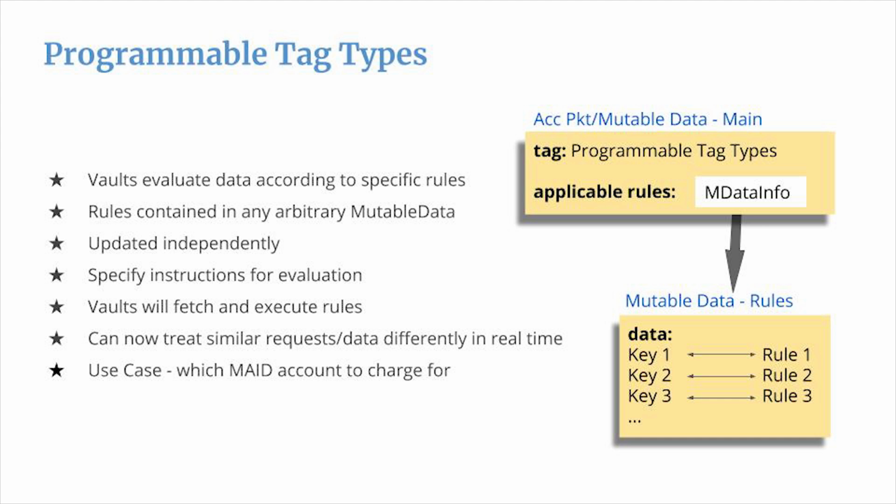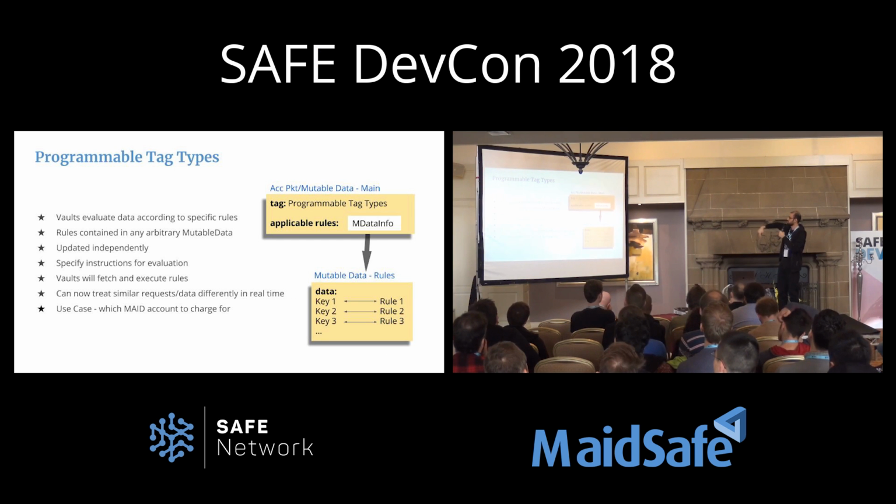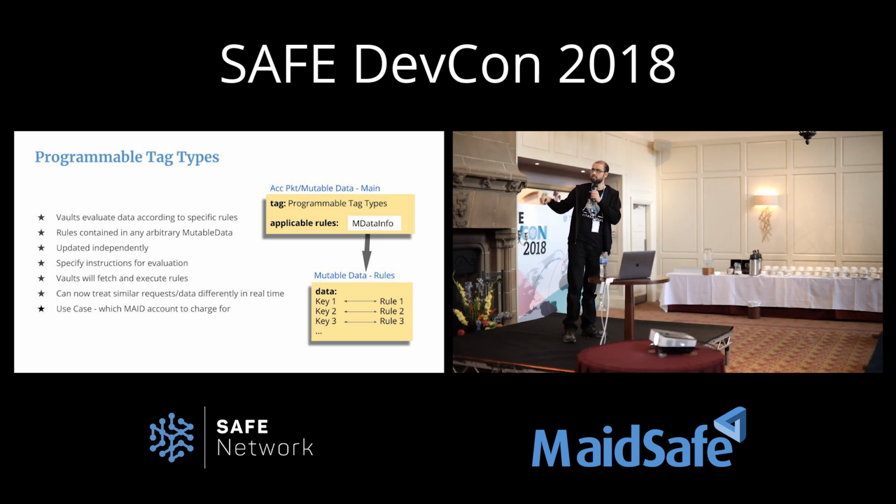can be updated independently. Just as an example, one of the use cases is that you can say which made account to charge. So if your account packet over there has a programmable tag type, it might have a field called applicable rules, which has a pointer to a mutable data, which contains the actual rules. This is not fleshed out, right? This is just a brain dump. So that's kept somewhere completely different in the network.